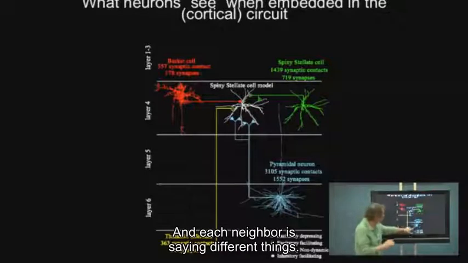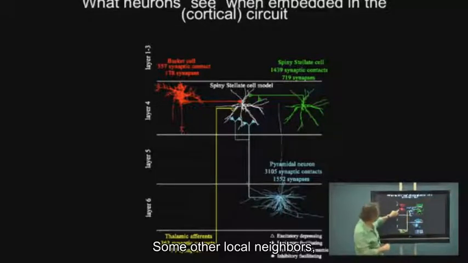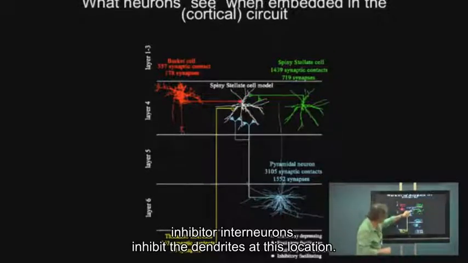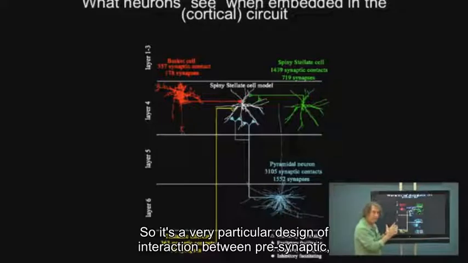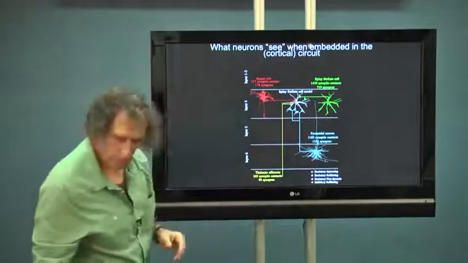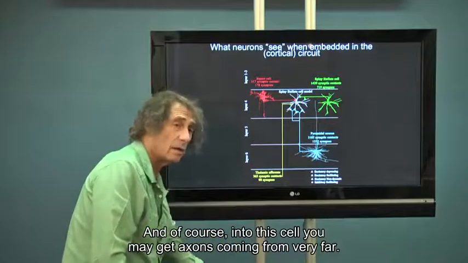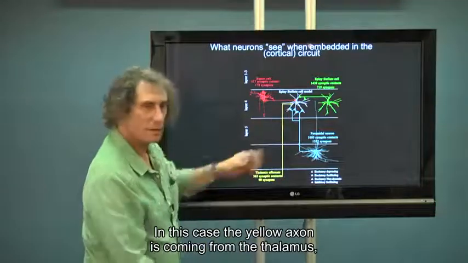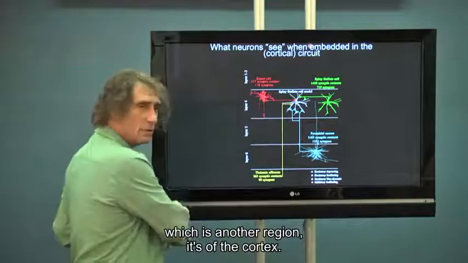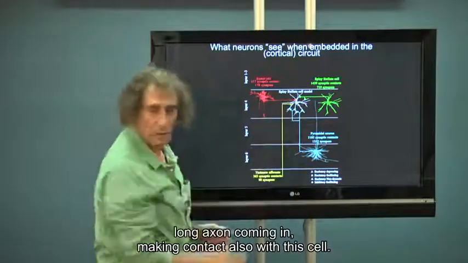And each neighbor is saying different things. Some neighbors excite the cells in this particular dendritic region. Some other local neighbors, inhibitory interneurons, inhibit the dendrites at this location. So it's a very particular design of interaction between presynaptic, postsynaptic, through different types of synapses, excitatory and inhibitory. And of course, into this cell, you may get axons coming from very far. In this case, the yellow axon is coming from the thalamus, which is another region. It's not the cortex. So it's a long axon coming in, making contact also with this cell.